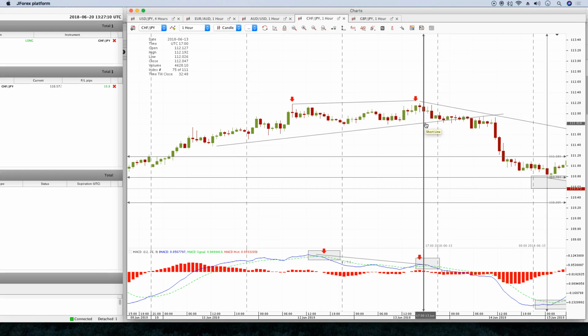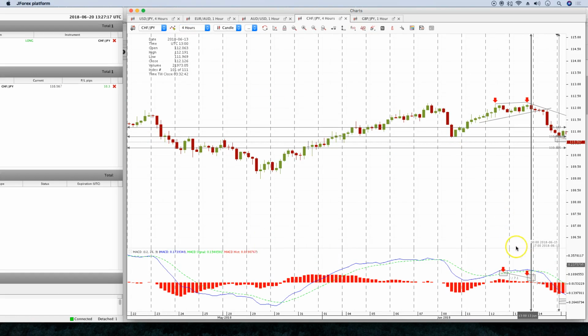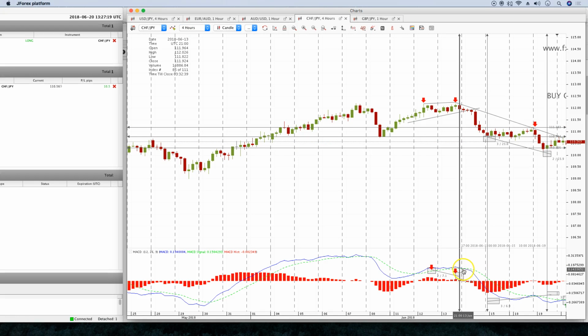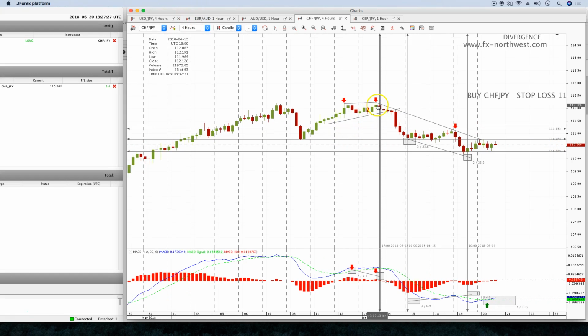So there's your trend line. Let's switch over to the 4-hour chart, and notice that the 2 lines down here on MACD are crossed to the downside. So that's your verification. That's how you confirm divergence. And this trade, the entry was 111.84, and it went all the way to 110.30. So that's a good, nice run to the downside.